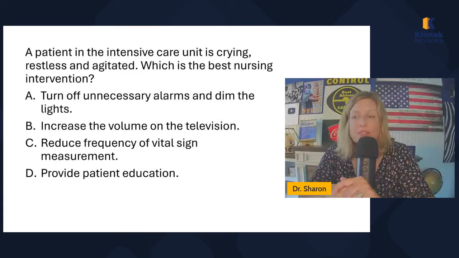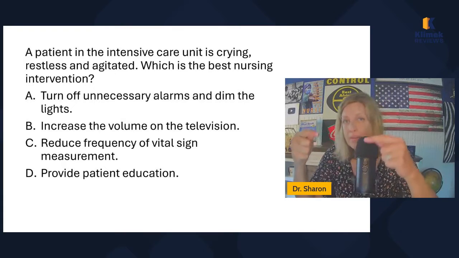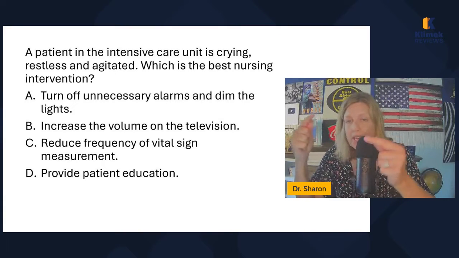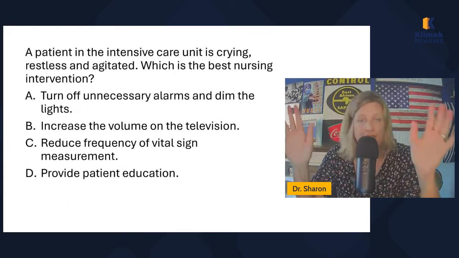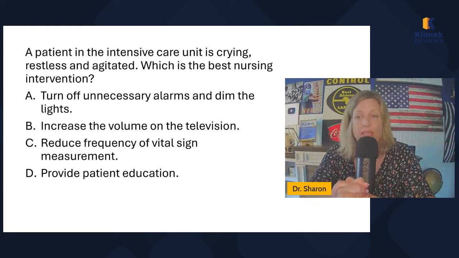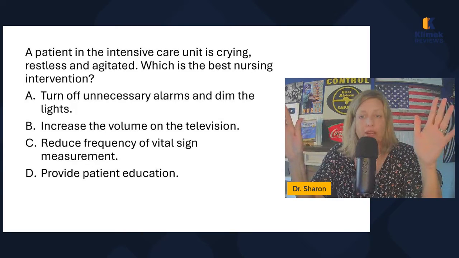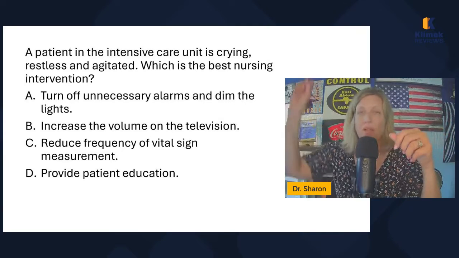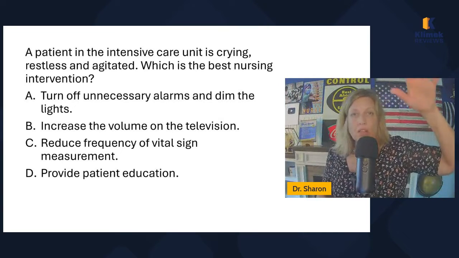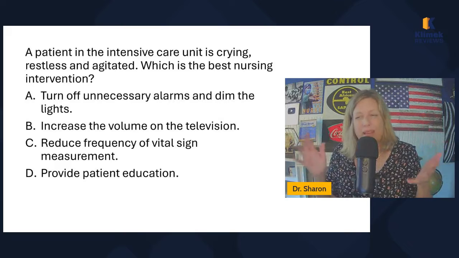So what I'm going to have to do is say, well, I'm going to do one, but I'm not going to do the other one. And that's going to help me get a better idea. So they're in the intensive care. So I'm going to turn off unnecessary alarms and dim the lights, but I'm not going to reduce frequency of vital sign measurement. Or I'm going to reduce frequency of vital sign measurement, but I'm not going to turn off unnecessary alarms and dim the lights, which means I'm reducing vital sign measurement, but all the lights are still going to be on. All the alarms are still going to be going off.